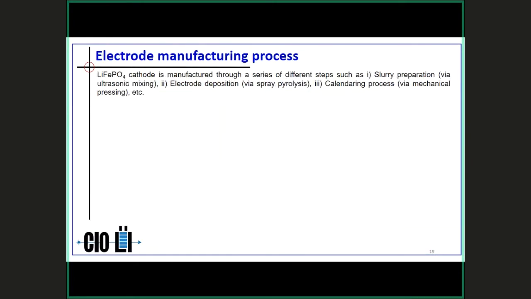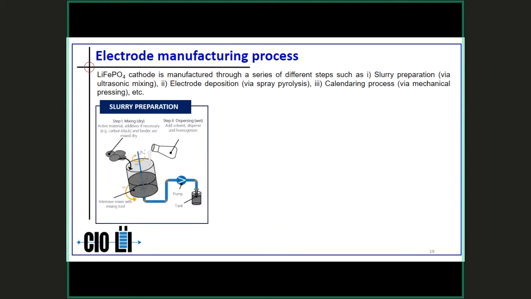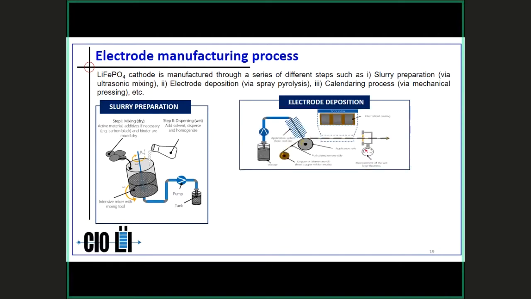And regarding the manufacturing process of the electrodes, again at the commercial level, it has to pass through a series of different steps. For example, first, it is needed to prepare a solution or a slurry. Here, the active material, which is the cathode, in powder form will be combined with other chemical components, such as solvents, binders, etc. Once a homogenized slurry is obtained, it will go through the electrode deposition. Here the slurry will be sprayed onto a metal foil.